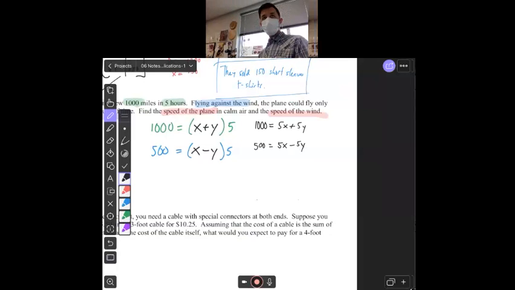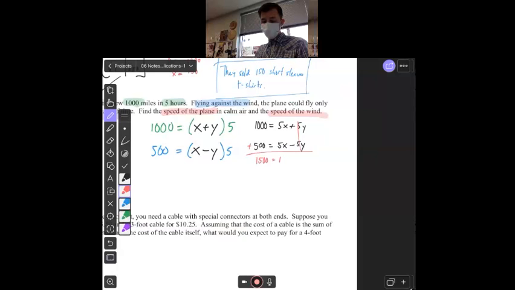But this one should be pretty much just yelling at you to do elimination because you already have those opposite coefficients here that we want. Those are ready to cancel right now. Okay? So I'm just going to go ahead and add those two equations together, cancel out that y value, and I can figure out what x is.